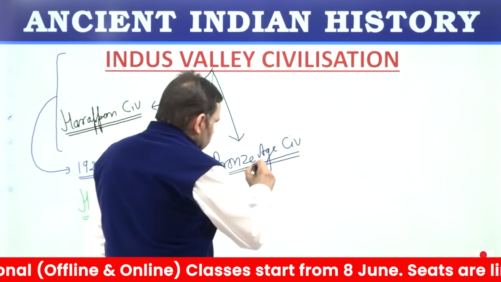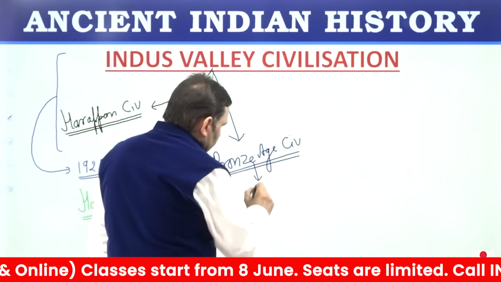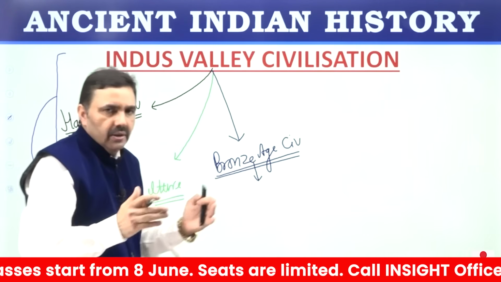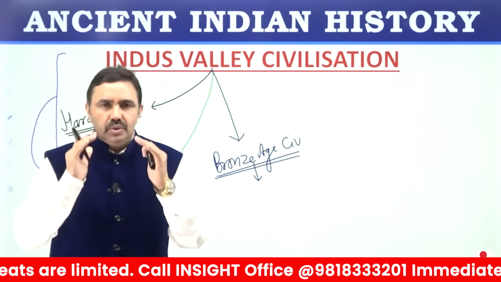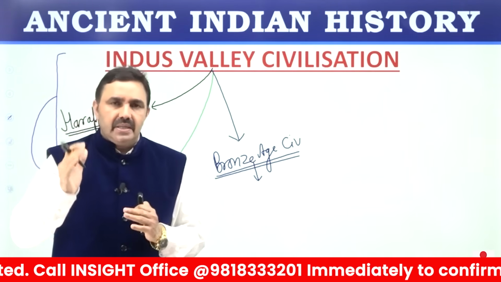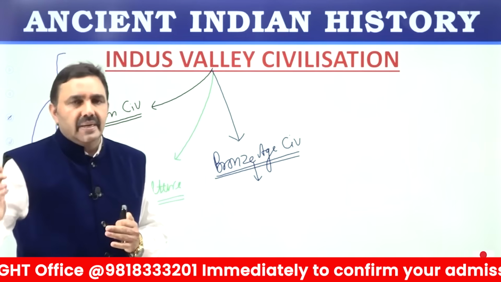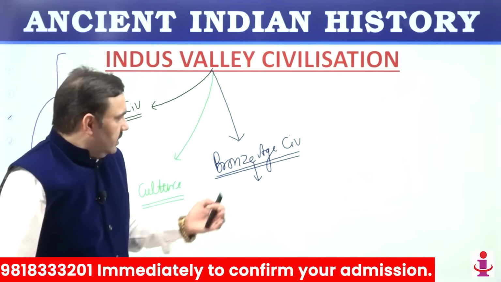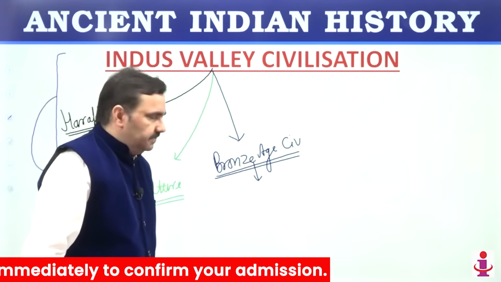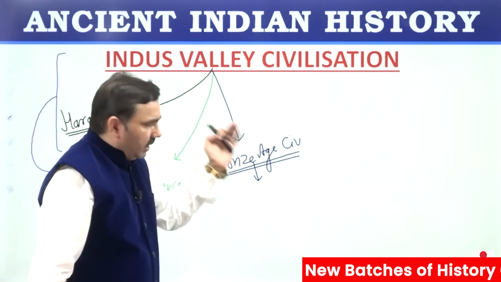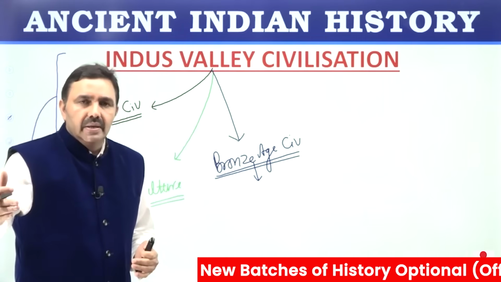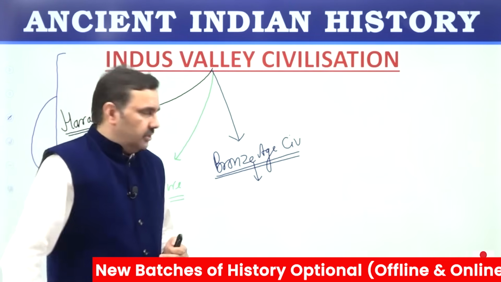So Bronze Age means this was the age during which bronze alloy was used. Bronze is not a metal. In civil services preparation, you have to use the terms very precisely. So don't write bronze is a metal. Bronze is an alloy. It's a mix of tin and copper. So this phase of life was characterized by the large scale use of bronze alloy. This is known as Bronze Age.